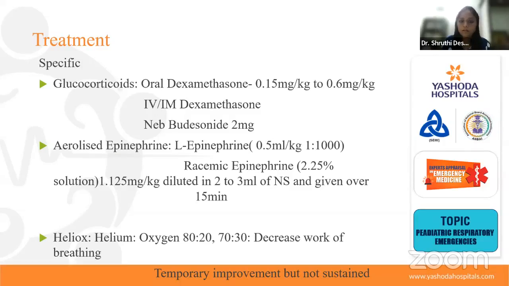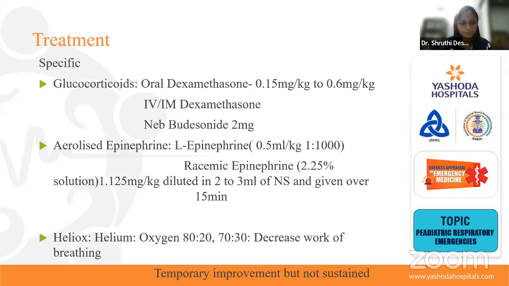Regarding epinephrine, they say racemic epinephrine is better, but there have been studies showing that even L-epinephrine is as good and efficient as racemic epinephrine. This is usually used in moderate to severe croup. The dose is 0.5 ml per kg. For example, if the child is around 8 kg, you take 4 ml of epinephrine, dilute it in 1 ml of NS, and then give it via nebulizer.